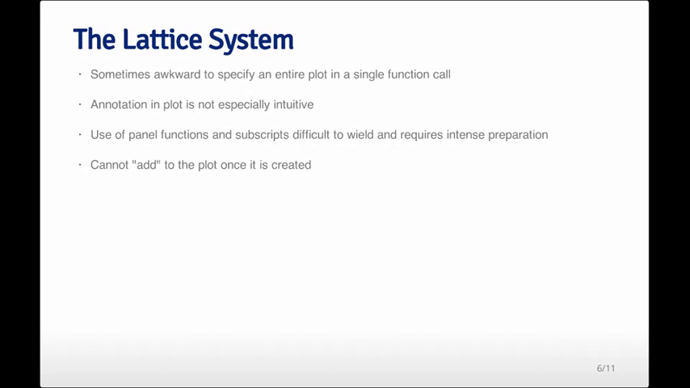It's difficult to annotate a plot, especially after the plot's been generated. You can't add anything to the plot. It's done, and if you want to add something, you have to reconstruct the function call altogether. There is a way to annotate each of the individual panels in a lattice plot, but it's very tricky and not very intuitive. You have to use things like panel functions or subscripts. And finally, like I said, you can't add to a plot once it's done.